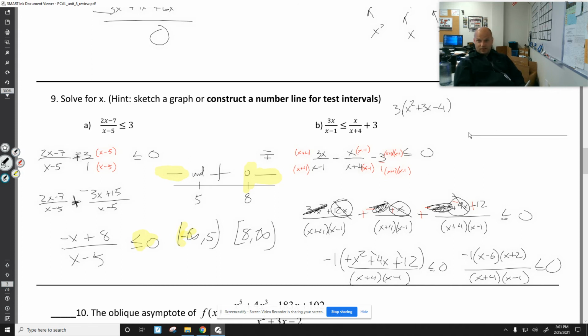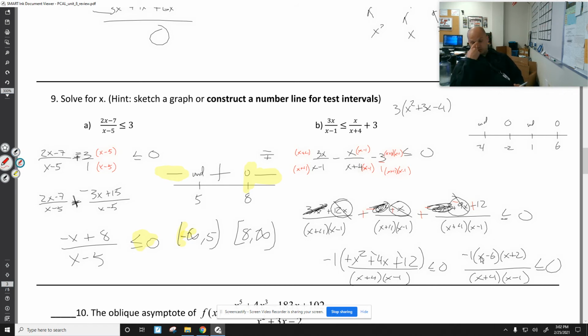The top equal to 0, the bottom equal to 0 gives me 4 numbers. I got negative 4 from the bottom. That's undefined. I got negative 2 from the top, so that's a 0. There's no zeros over zeros, which are holes. I got 1 from the bottom, that's undefined. I get 6 from the top, which is a 0.